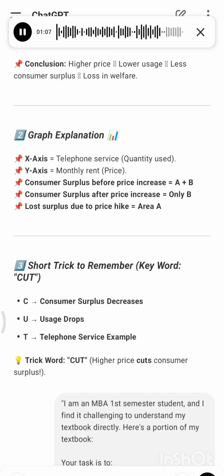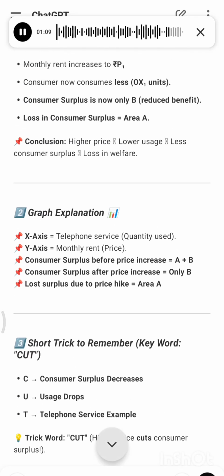3. Short trick to remember: CUT. C, consumer surplus decreases. U, now T, telephone service example. Trick word: higher price cuts consumer surplus.